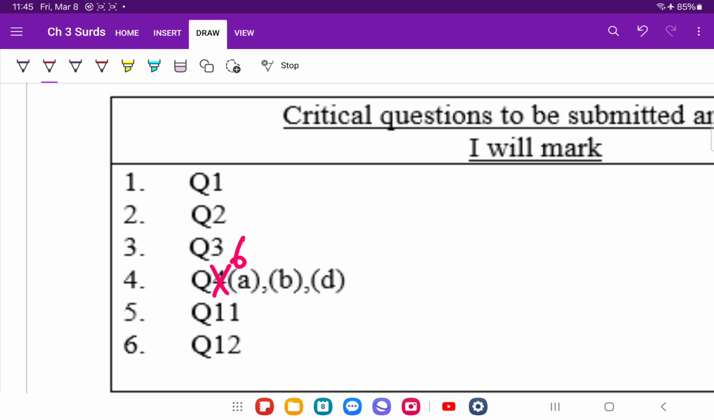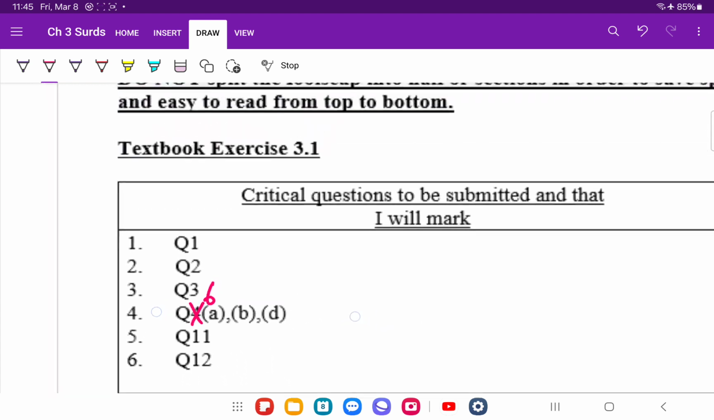Alright, Rowie, can you please note this for Hai? This is under the 3.1 homework.